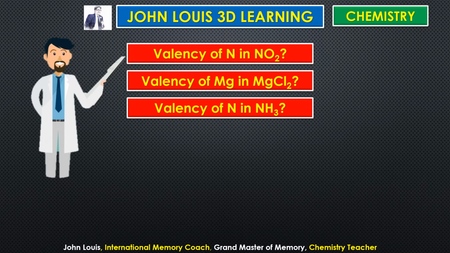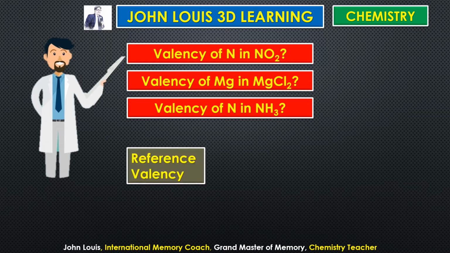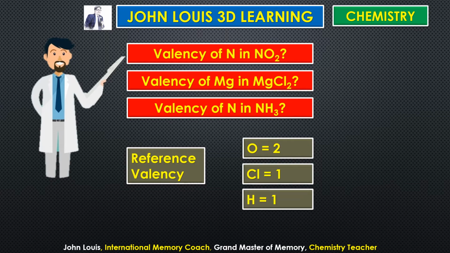Normally, using these valencies, we used to write the chemical formula. But here it is the other way around: the chemical formula is given and we have to find out their valencies. In order to find out the valencies of nitrogen and magnesium, we need some reference valency. Some of the elements are taken as reference valency. Reference valencies: oxygen 2, chlorine 1 and hydrogen 1. So these are the three elements taken as reference valencies.